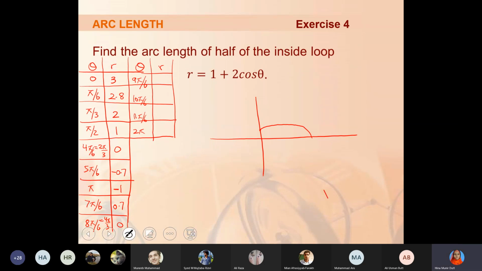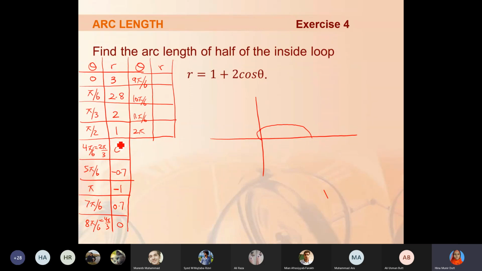जितने भी बैठे हुए स्टूडेंट सब जरा गौर करें. सबकी नजरें यहाँ होनी चाहिए. मैंने कैसे लिमिट ली है. थीटा इज चेंजिंग फ्रॉम 0 to pi/2. r is changing from 3 to 1. And then at 2pi/3 it is 0. So the curve is like this.